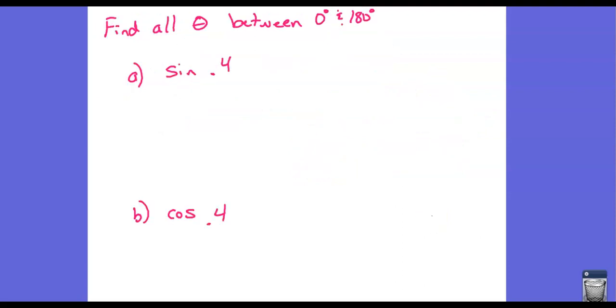All right, so on this problem, it says find all theta between 0 and 180 degrees. So keep in mind that we have 0 to 180 degrees. So we're literally talking from here to here. We want to find all of the theta between 0 and 180 degrees.